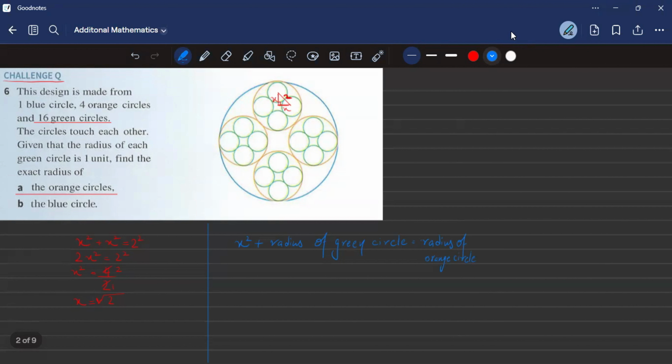Now the next step is we plug in the x we just found out. It's under root 2 plus 1, which would give us the radius of the orange circle. I would prefer if you directly write the answer as 1 plus under root 2. It can also be written, if it is required in any type of question, as 2.414. But the preferable answer is this one. Okay, so this is the answer for Part A.